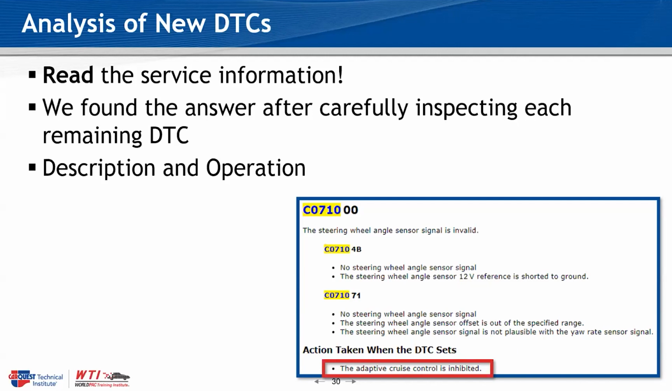So this C1002 was set because the steering angle sensor was invalid. And looking at the data, it was just not calibrated. Unfortunately, I didn't grab a screenshot, but I think it was 20 or 30 degrees off. So it was relatively bad.